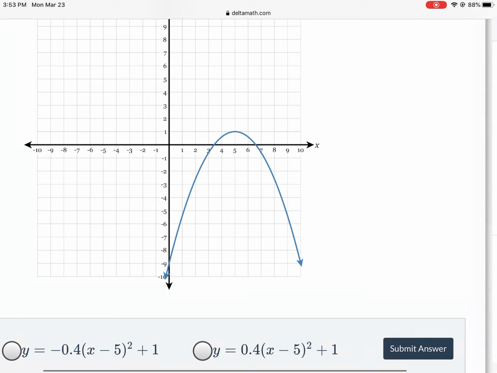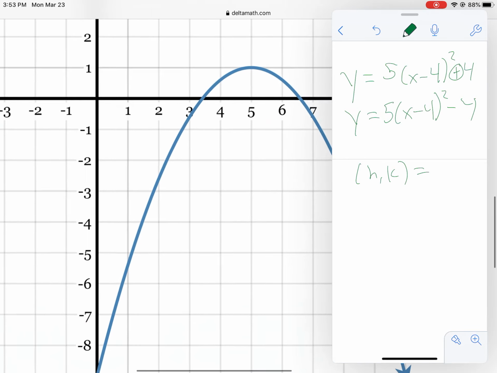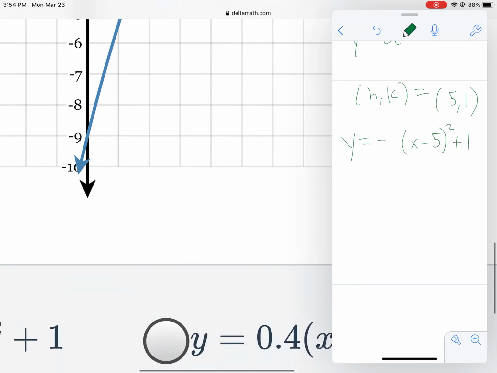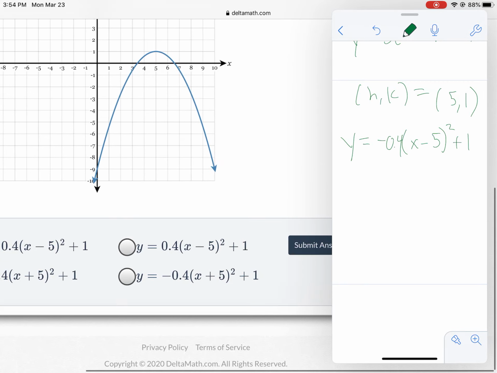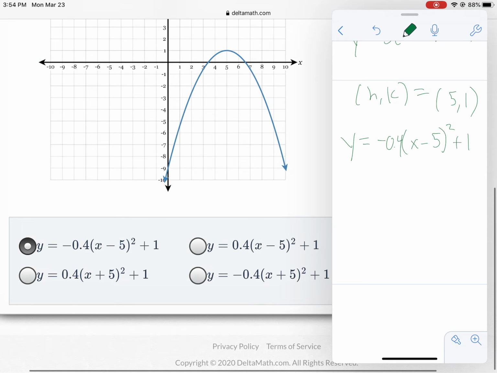Last problem, we have a downwards parabola. So our h comma k is going to be at the top. Looks like it's going to be 5 comma 1. We're going to have a negative sign out front. x minus 5 squared plus 1. They have a 0.4 in front, so I need negative 0.4, negative 5, and a plus 1. Looks like that one.